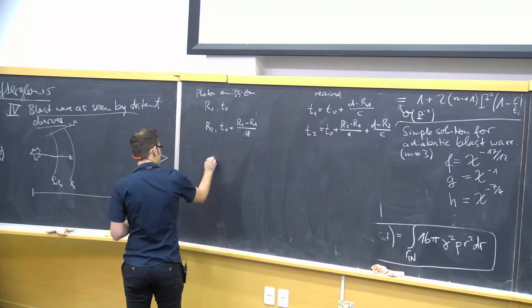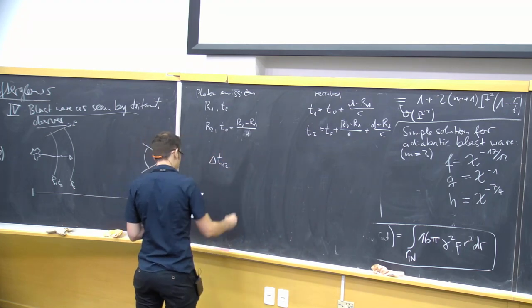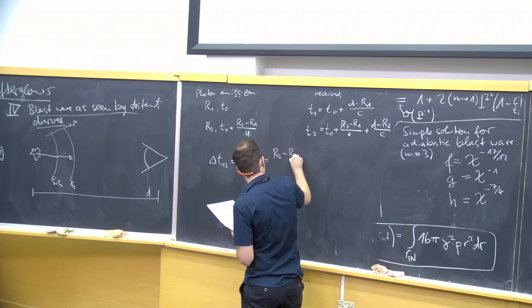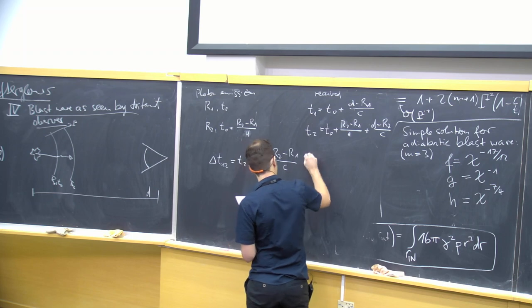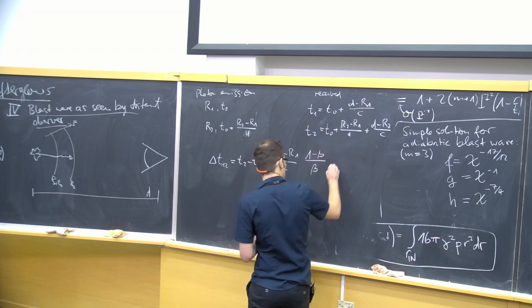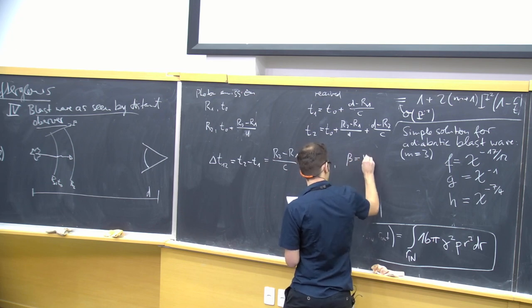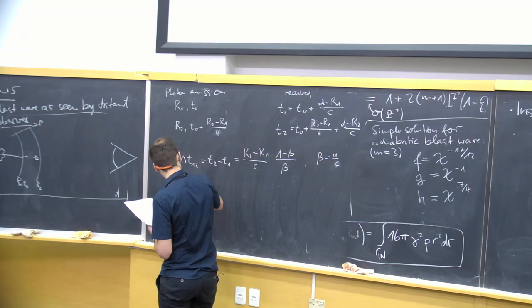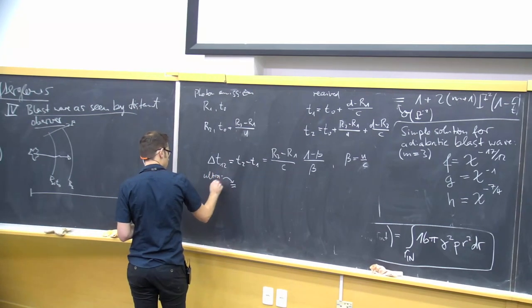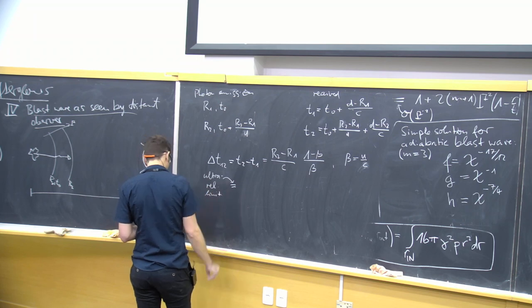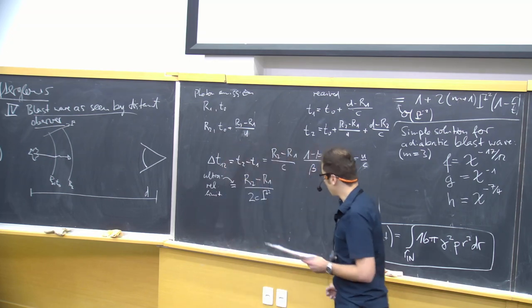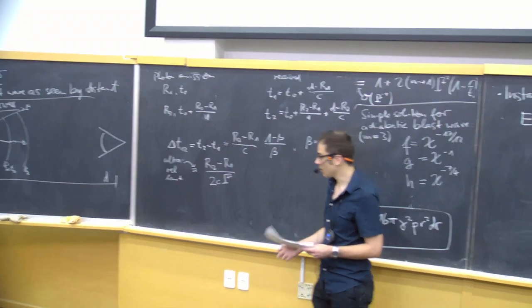So the observer will actually see a time difference between these two photons, t2 minus t1, and plugging these expressions in, you'll find that this is 1 minus beta, where beta is here u divided by c. And again, in the ultra-relativistic limit, which we are interested in here, we can write this in the following way. Okay, so that's the time difference between two arbitrary photons at different radii, as seen by the observer.